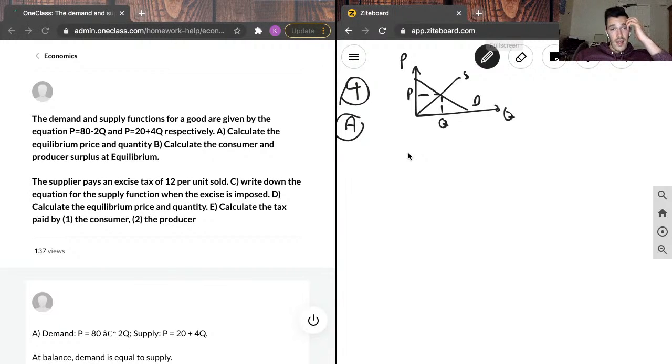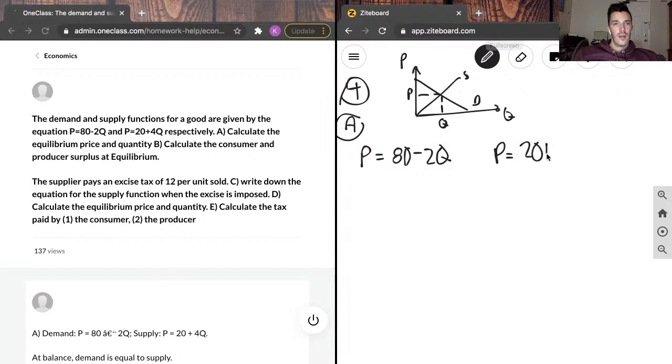So what we need to do is isolate for one of these in both equations and then set them equal to each other. So here we've got price is 80 minus 2Q. And we've also got price is equal to 20 plus 4Q. Here we see that it's sloping downwards because it's negative 2Q, so we know that's a demand function. Similarly, we can see that the other is sloping upwards because it's plus 4Q, so we know that that is the supply function. So we're going to set them equal to each other.